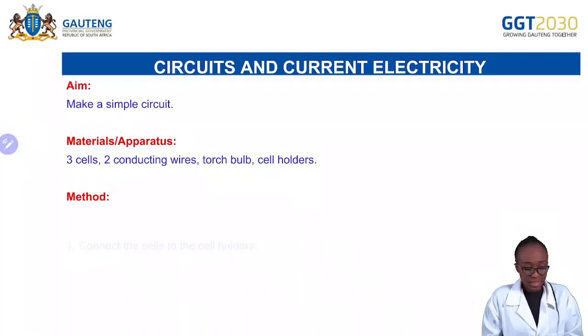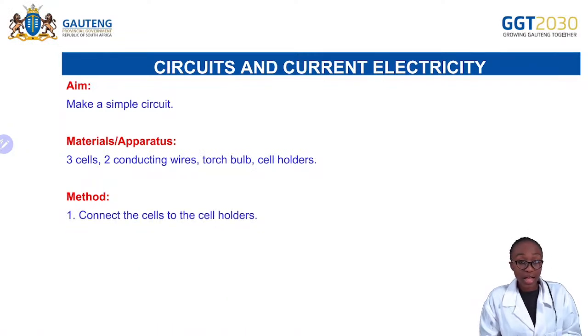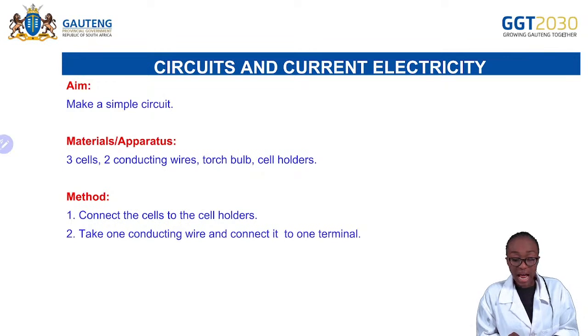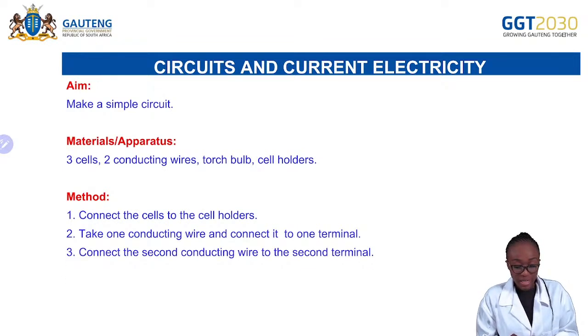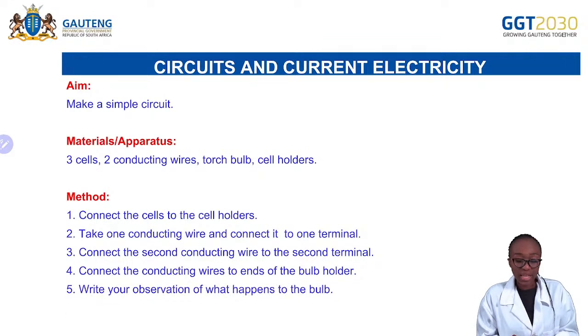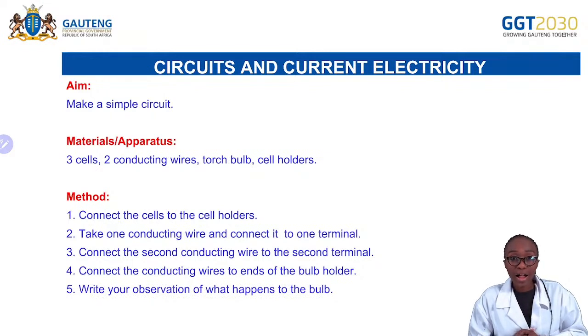So these are the steps that we're going to need to follow to build our simple circuit. Step number 1, you need to connect the cells to the cell holders. Step number 2, take one conducting wire and connect it to one terminal. Number 3, connect the second conducting wire to the second terminal, and then connect the conducting wires to the end of the bulb holder. Alright, and then you write the observations of what happens to the bulb.